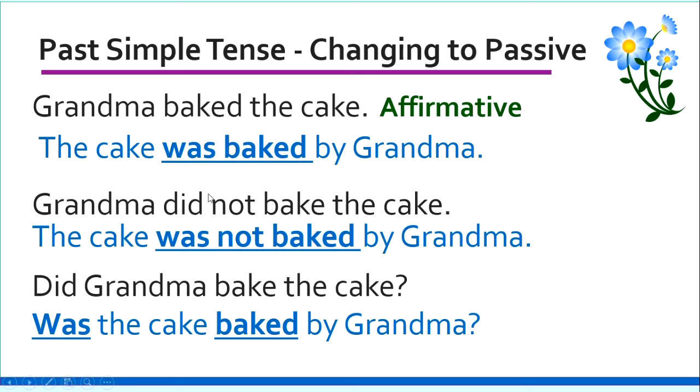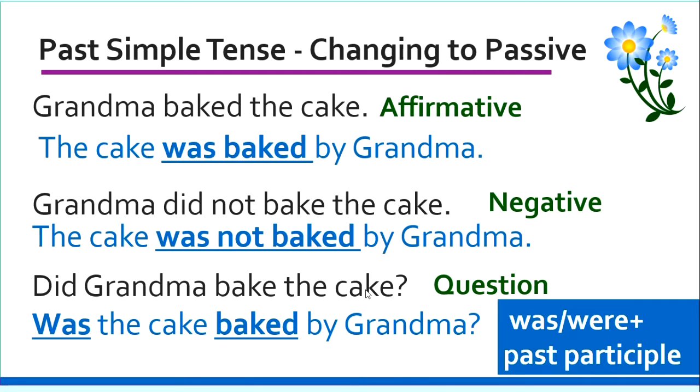So we see the first case is of affirmative sentence, that is the positive sentence. And the second is the negative sentence. And the third one is the question. And what do we see? In all three cases, the passive voice sentence will have the format was or were, the optional not for the negative sentence, and the past participle.